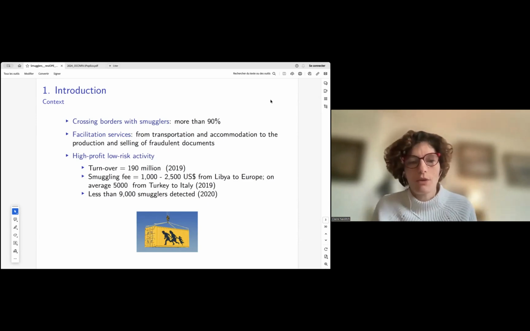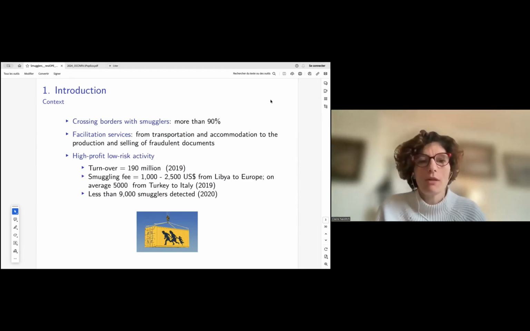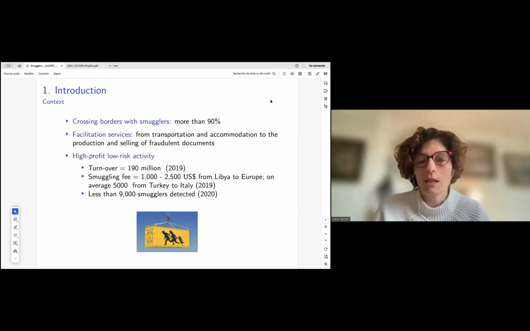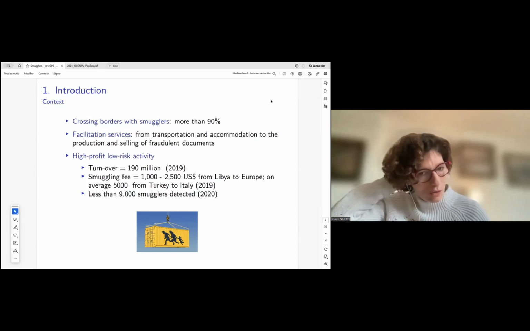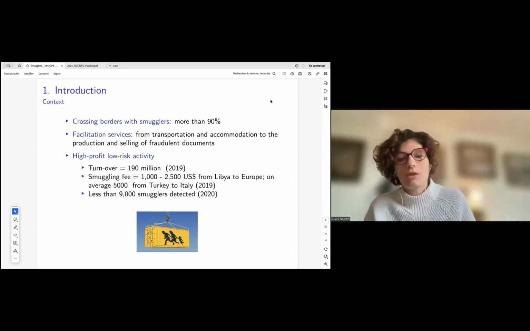So there are many ways of crossing the borders. And this activity has been shown to be a very high profit and low risk activity. The turnover of the smuggling market has been estimated at a bit less than 200 million in 2019. The smuggling fee varies from $1,000 US to $5,000 US, depending on where you cross, where you live and where you go to. And in the meanwhile, only 9,000 smugglers have been detected in 2020.